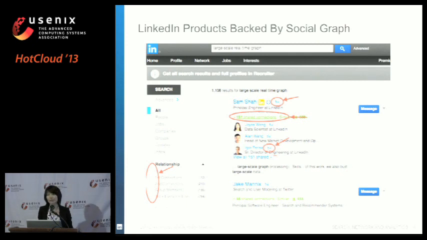So there are many pages on LinkedIn that serve the user's social graph information. For example, this is a search result page. Every single search result displayed on this page is decorated with a social distance. And you can also find out the number of common connections between you and each of these search results. And on this page, there's a dedicated search facet right here that you can use to restrict your search result to a desired social distance.